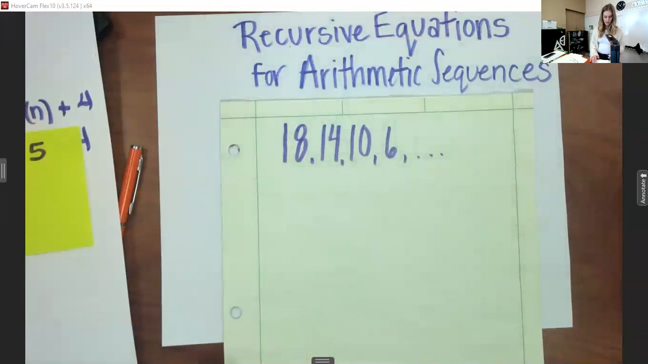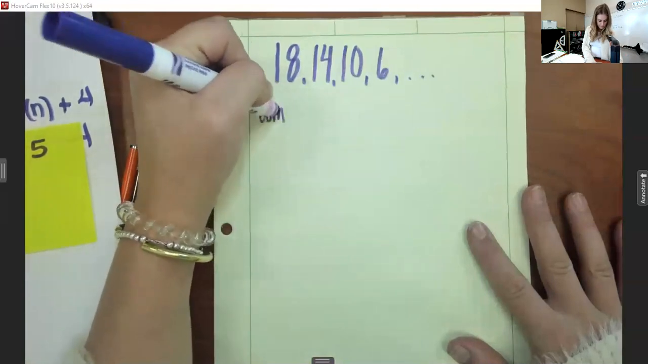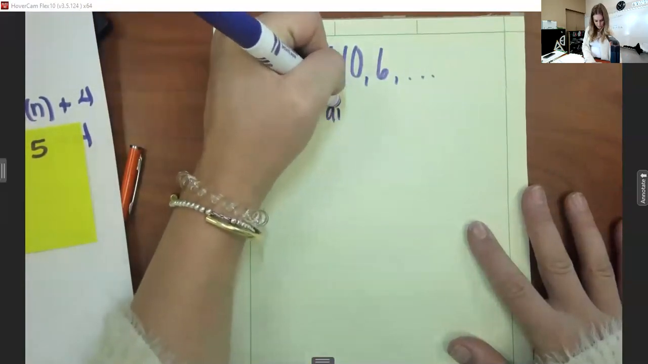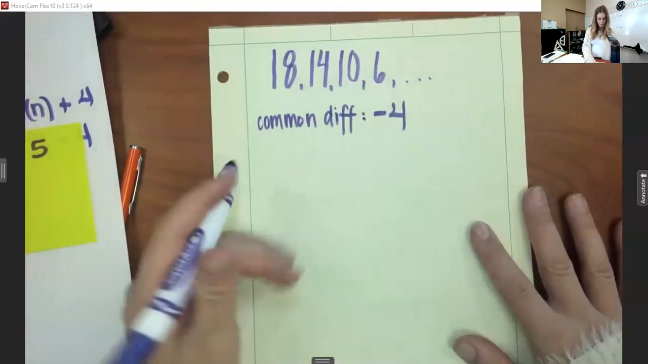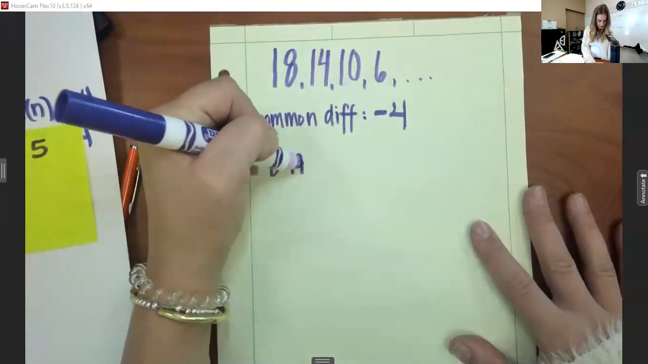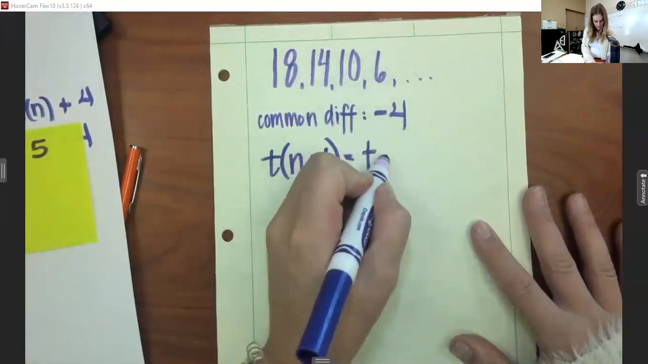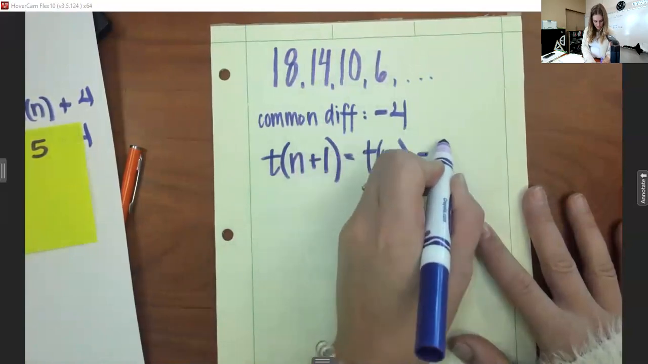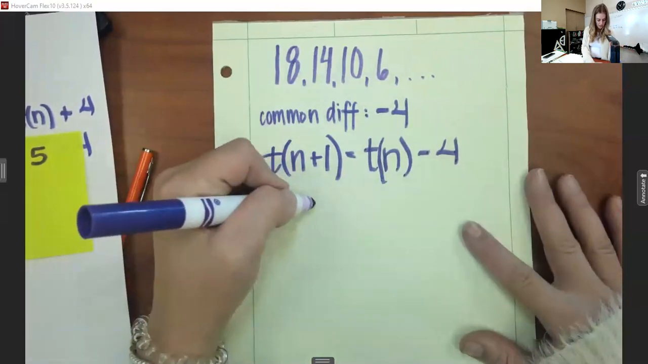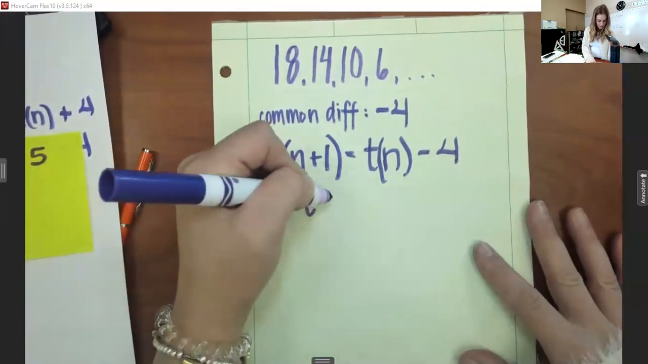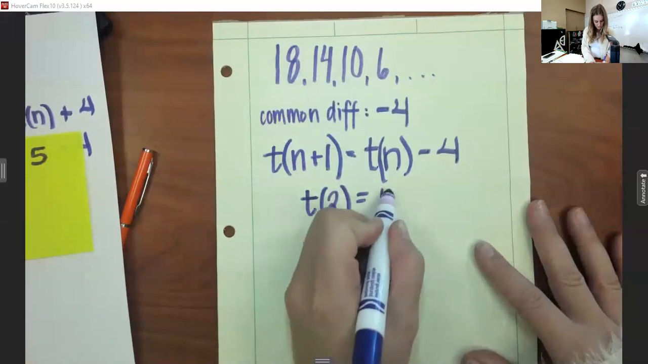All right, let's talk about this sequence. What is its common difference? And that would be minus 4. So if we wanted to figure out the term t of n plus 1, we would need to know the previous term t of n and then subtract 4. And we'd also need to know something about the sequence. We need to know a little schniblet of information. So let's talk about maybe t of 2. T of 2 equals 14.